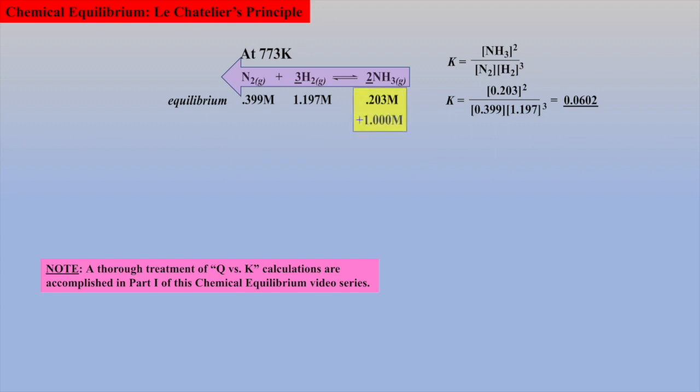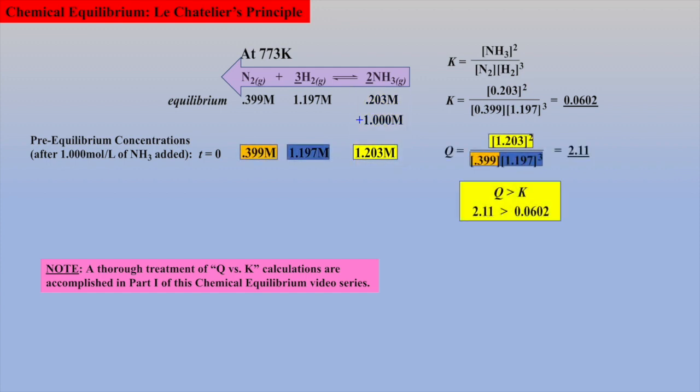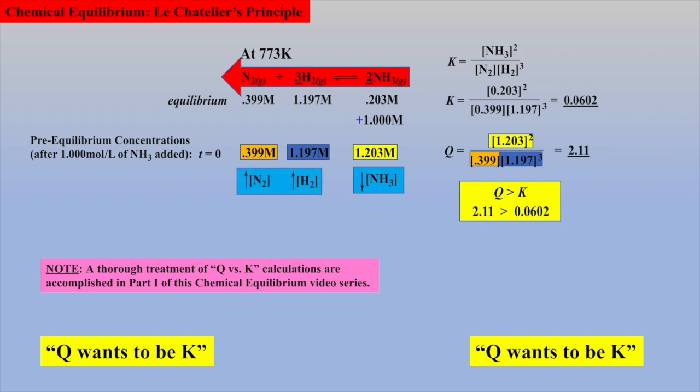For example, if an extra mole of NH3 is added to yield new pre-equilibrium concentrations, followed by a Q calculation, we see that Q is greater than K. Recall, the Q value will strive to become the K value, so a shift to the left, back to reactants, must take place, which equates to product concentration decreasing and reactant concentrations increasing.